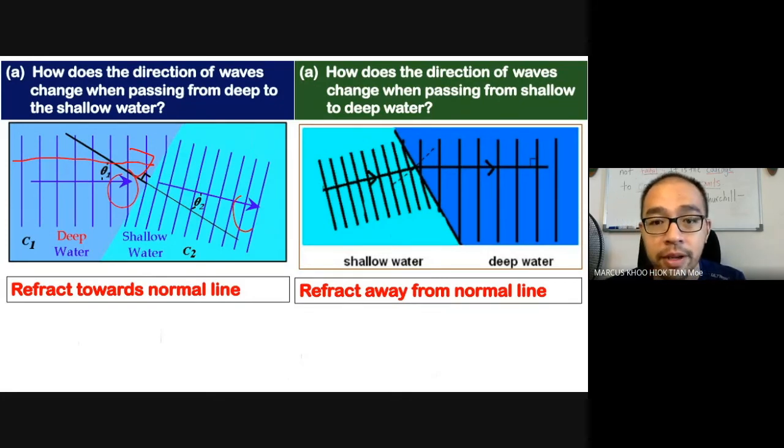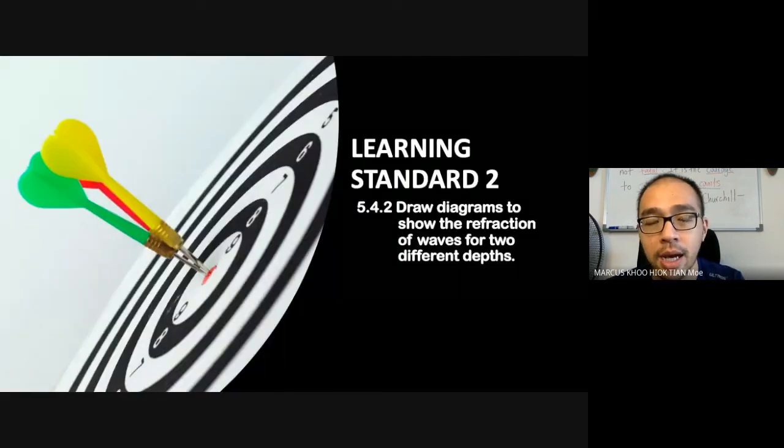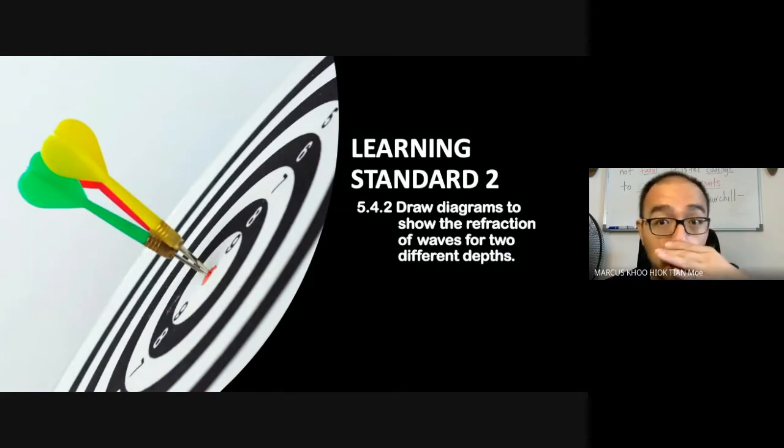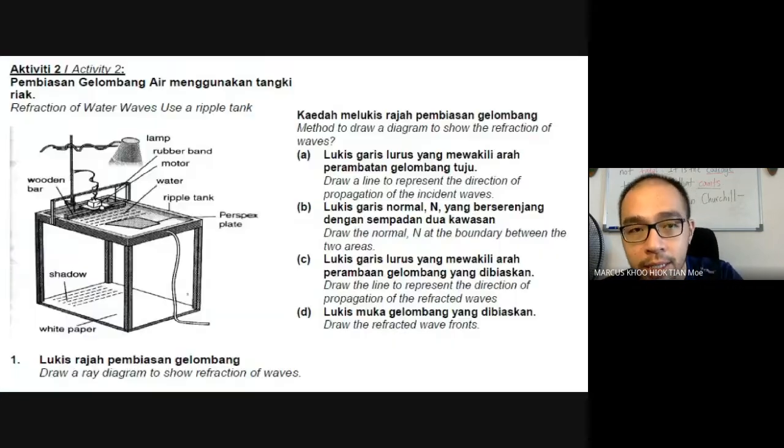Okay, be very careful. All right, so the next thing we need to know is how to draw a diagram. Just like reflection the other day, we have to learn how to draw a diagram. And so soon you will need to once again do the same thing as the drawing. So prepare A4 paper, a protractor, and a ruler, and a few pens lah. But the first thing is we need to talk about the ripple tank experiment.